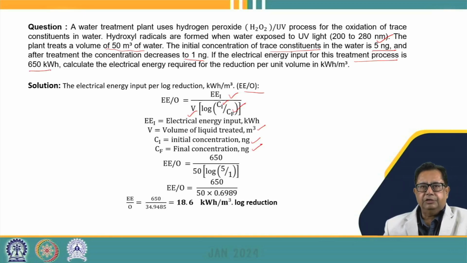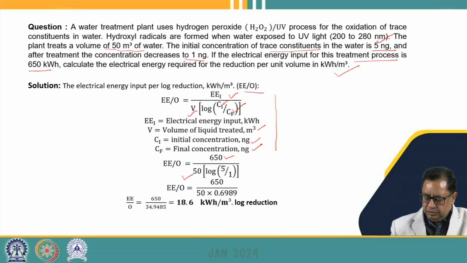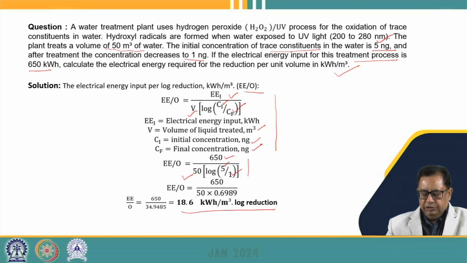So now we have to calculate the electrical energy required for the reduction per unit volume in kilowatt hours per cubic meter. We can apply the formula which we have already discussed. The electrical energy input is around 650 kilowatt hours, the volume that we are treating is 50 cubic meters, and the initial concentration was 5 nanograms and the final concentration is around 1 nanogram. By calculating these values, we get the electrical energy input per log reduction of around 18.6 kilowatt hours per cubic meter per log reduction.